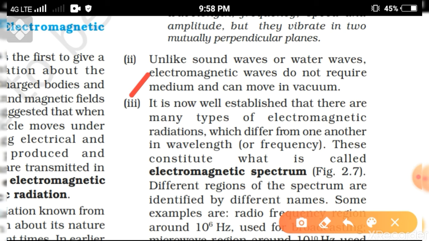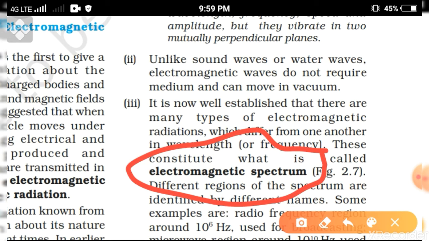Third case, it is now well established that there are many types of electromagnetic radiations. और यहाँ पे कितने होते हैं? Many types of electromagnetic radiation which differ from one another, जो कि एक दूसरे से क्या होते हैं? Different. Okay, wavelength और frequency are different. So these constitute what is called the electromagnetic spectrum.